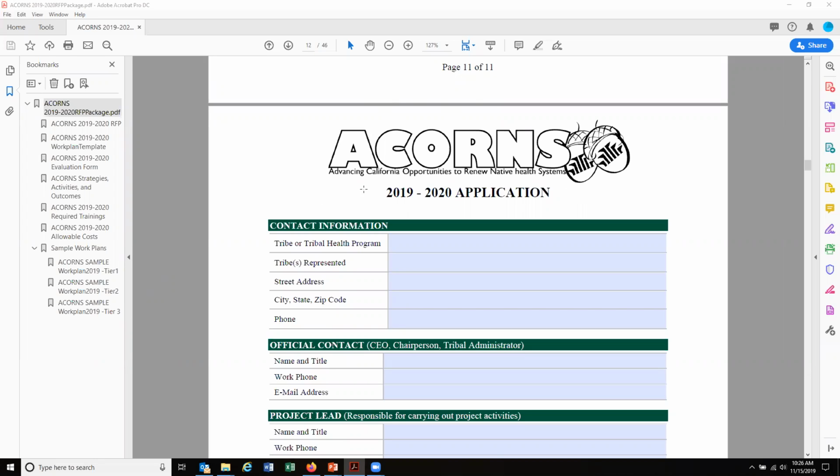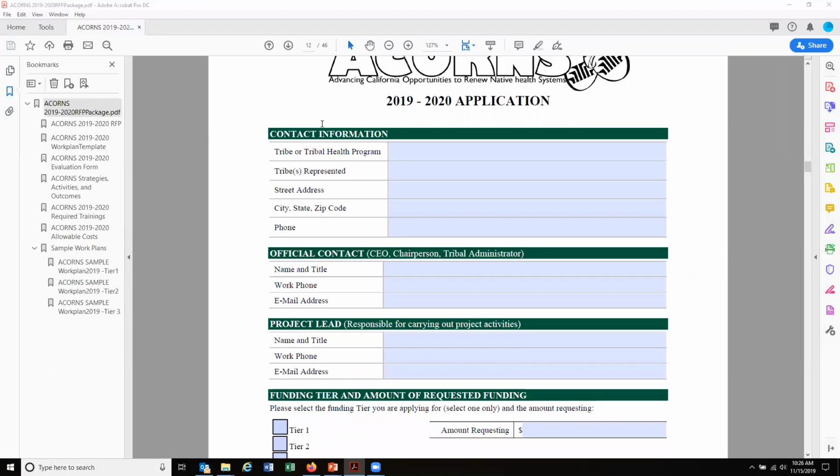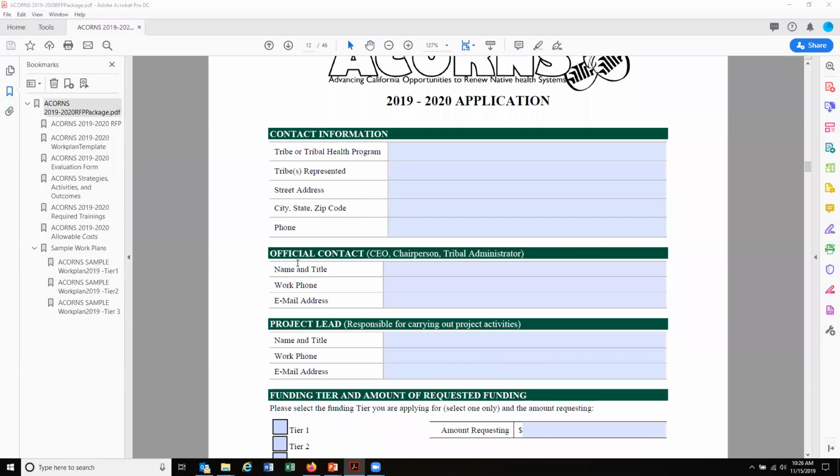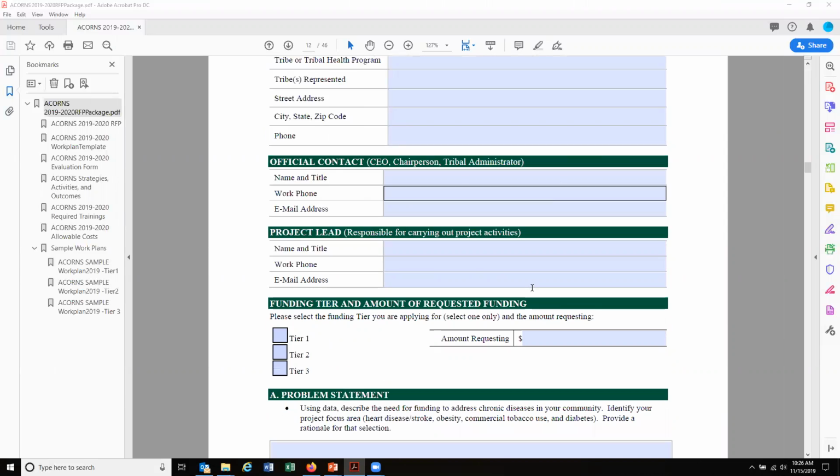So this is the application. This is one of the pieces which is required as part of submitting your proposal. The first page is pretty straightforward. You're listing your contact information, who is the official contact. So this would be who is going to be signing your subcontract and who is ultimately liable for meeting the requirements of that subcontract. In addition, we're requiring that you insert a project lead.